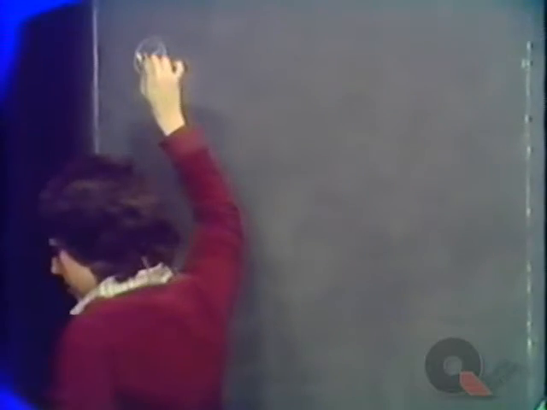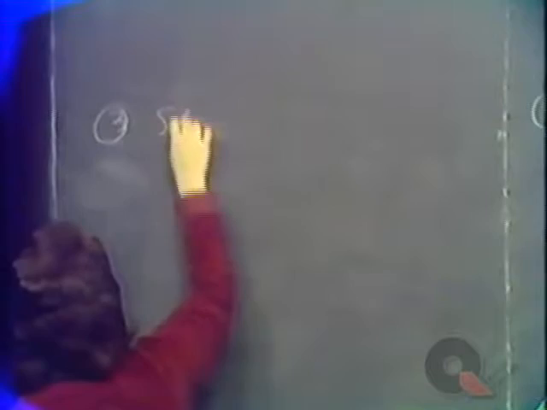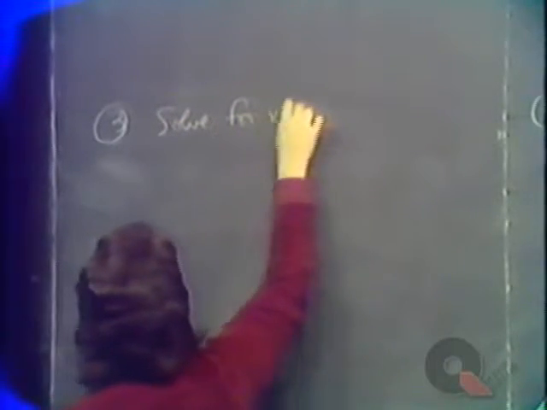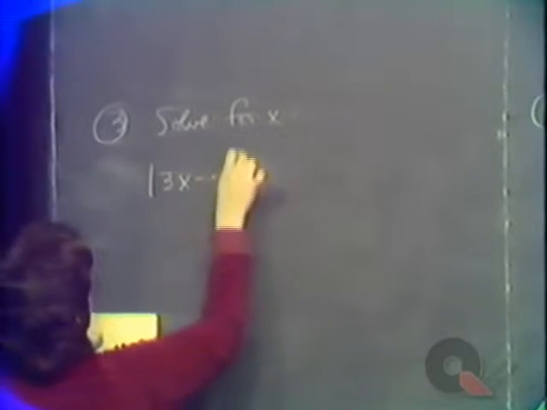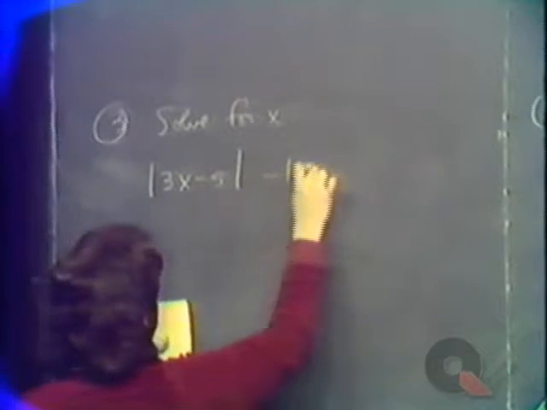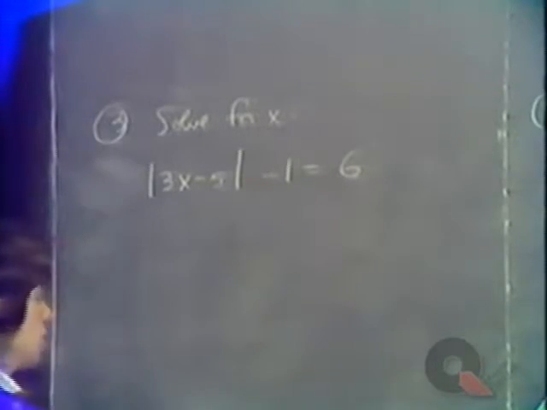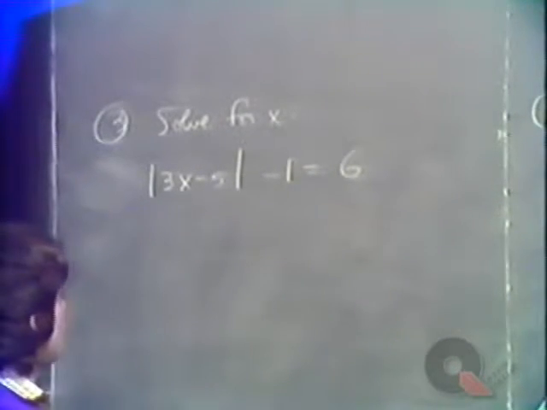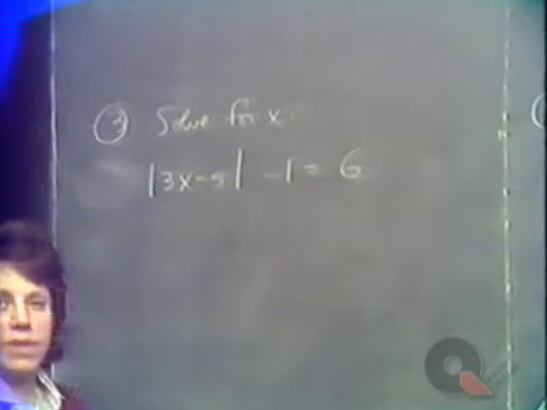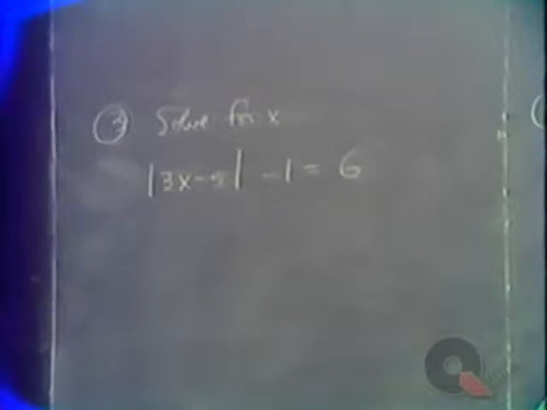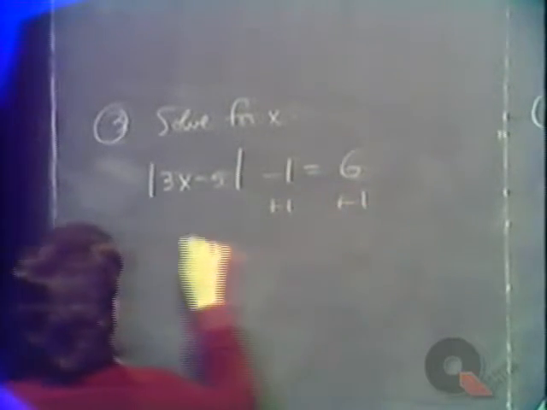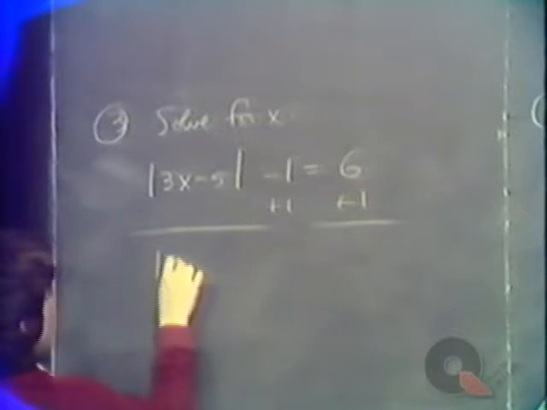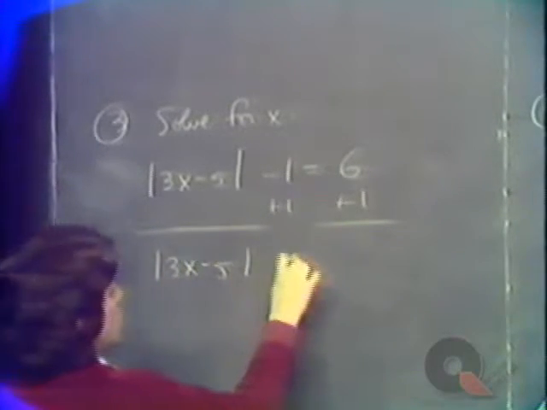In problem 3, we want to solve for x the following equation involving absolute values: the absolute value of 3x minus 5, minus 1, equals 6. The way to handle something like this is to isolate the absolute value part of the equation. So I'm going to start off by adding 1 to both sides and getting that the absolute value of 3x minus 5 is equal to 7.